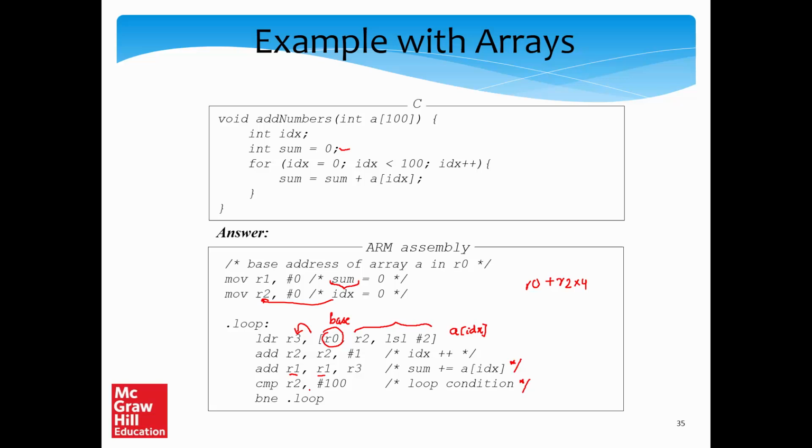After computing the sum, we compare the index, which is in R2, with 100. So if you have reached 100, the loop terminates. If you have not reached 100, so if it's branch not equal to, which means R2 is not equal to 100, which means we have more iterations left. So we go back to the beginning of this phase, which is .loop.